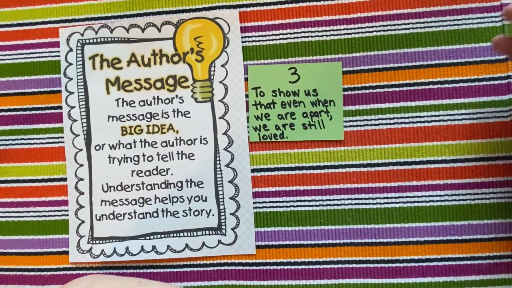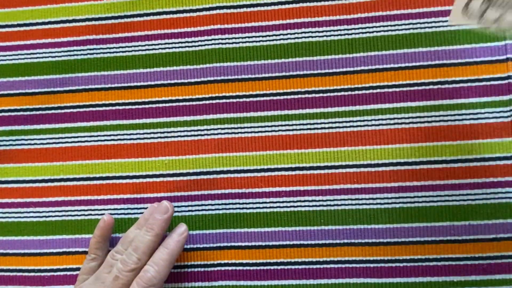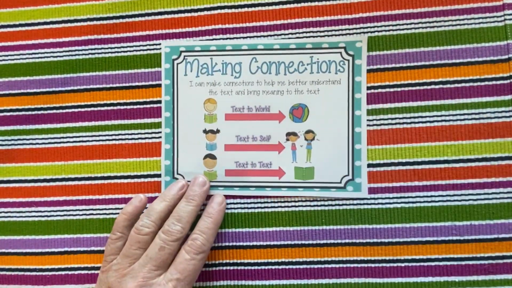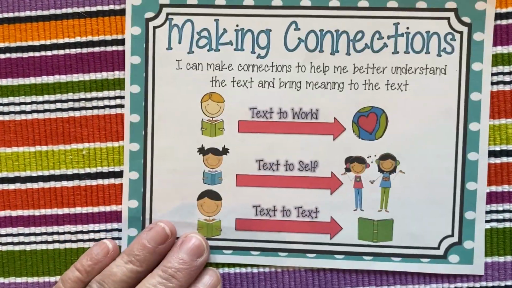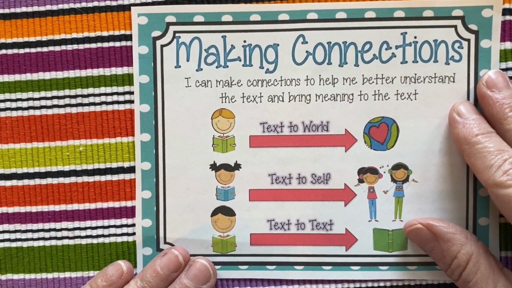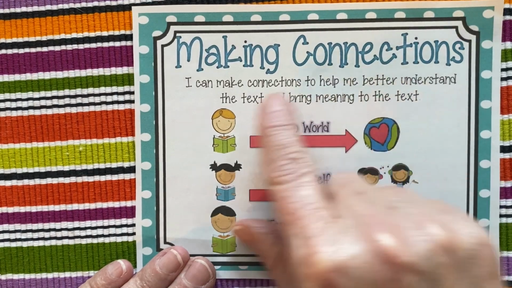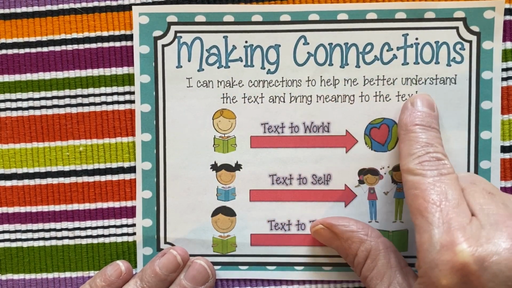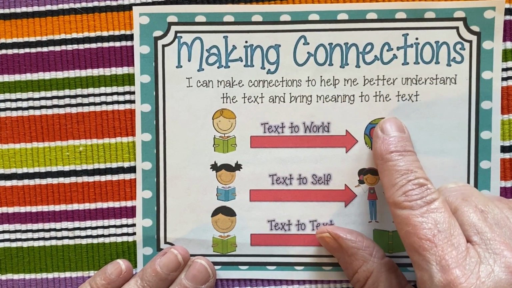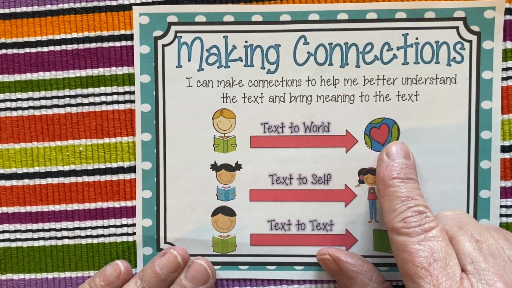Okay, the next thing that we're going to talk about is making a connection to the reading. And there's 3 ways that we can connect to a story. First of all, making a connection means I can connect to help me better understand the text and bring meaning to the text. Text to world.